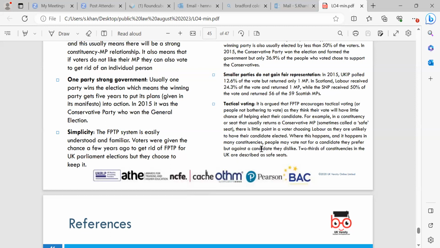Where this happens, and it happens in many constituencies, people may vote not for a candidate they prefer, but against a candidate they dislike. 2/3 of constituencies in the UK are described as safe seats.